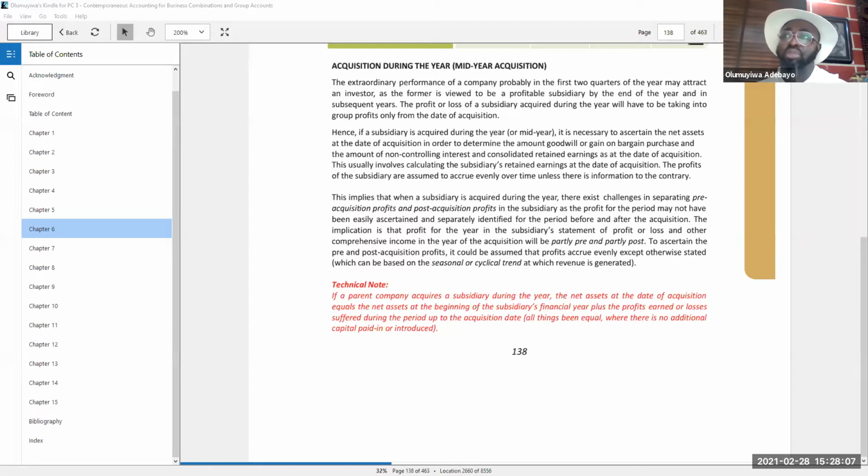Now, if we assume that profit accrues evenly, it means that 12 million naira will be divided by 12 to say 1 million naira was a profit made in each month of that year. And if that is the case, we can conclude that in January, February, and March, 1 million times 3 months make 3 million made in that period. If we add that 3 million to what our reserve was as at 1st of January that year, it will be 38 plus 3, which gives us 41 million naira.